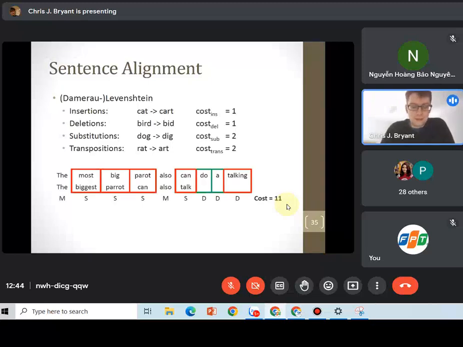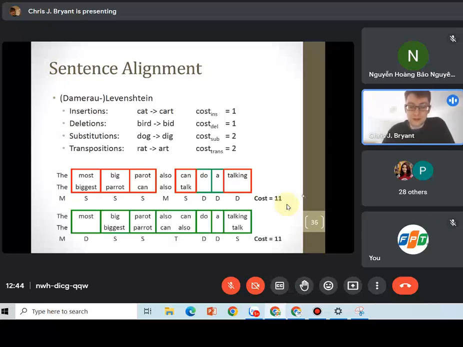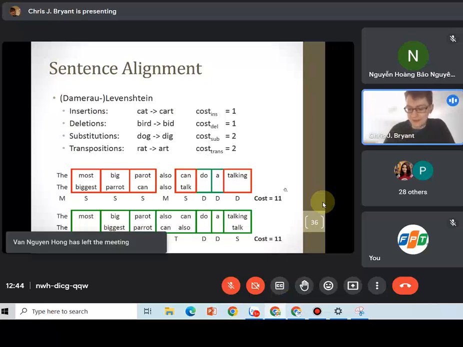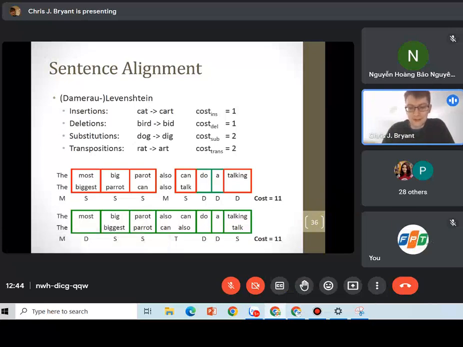So if we apply that to our previous sentence, this is a possible alignment. We end up with 4 substitutions for a cost of 8, plus 3 deletions for a cost of 3. 8 plus 3 is 11. If we then do it with our preferred alignment, we end up with 3 substitutions, 6, plus a transposition, 8, plus another 3 deletions, 11. So the problem here is that using this algorithm, both of these alignments are exactly the same, which is not what we want. So we then need to solve this problem.